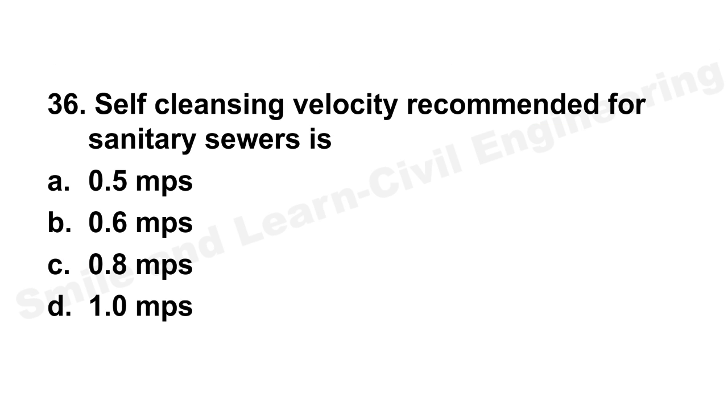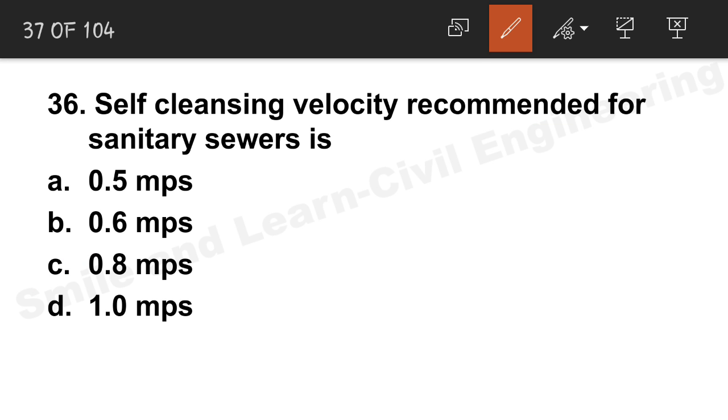Question number 36. Self-cleansing velocity recommended for sanitary sewers is above 0.9. So over here, option C, 0.8 meters per second. Option C is the correct answer.